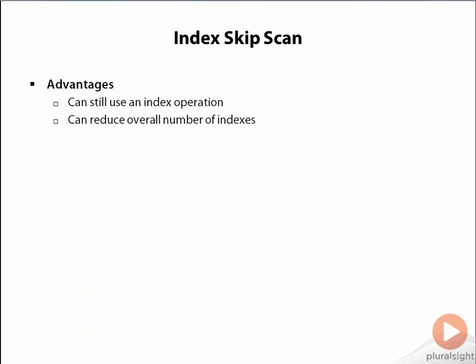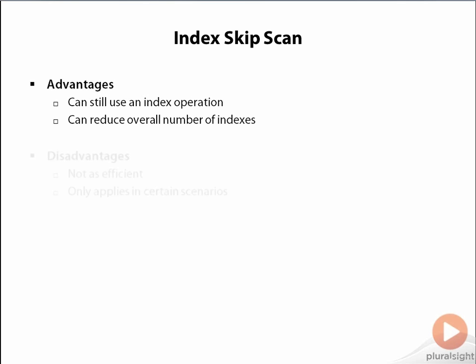The advantage to this is that in some situations where an index would have been disregarded by Oracle, now there is a chance to use an index operation. And it also means that you may be able to reduce the total number of indexes you need in your database. If it is only an infrequent case where the first column is not included, then it can make sense to not create a separate index for these scenarios, but just let Oracle use a skip scan operation instead.